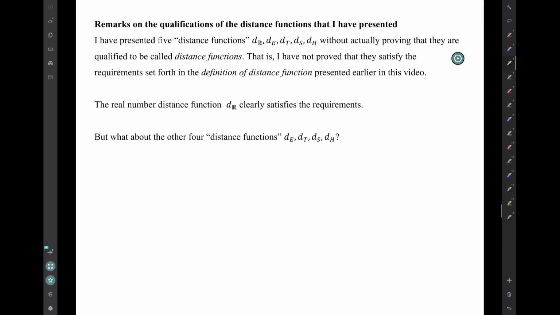Now I should say something about the distance functions that I've presented. I've presented 5 distance functions: the real number distance function, the Euclidean, Taxicab, and max distance function on R2, and the Poincare distance function on the upper half plane. I've presented all 5 of those without actually proving that they're qualified to be called distance functions. That is, I have not proved that they satisfy the requirements that are set forth in the definition of the distance function that I presented earlier in the video.